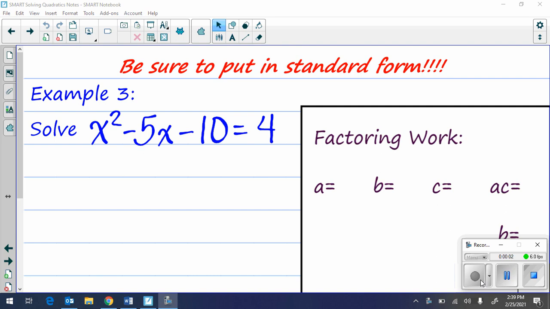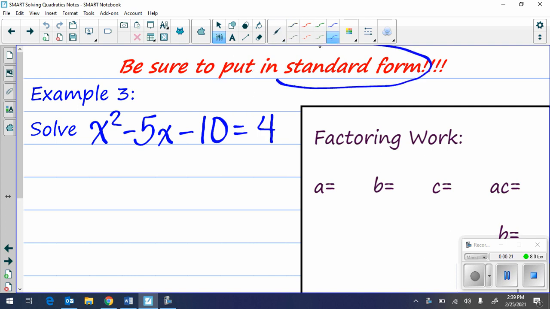Okay, we are continuing the notes from Thursday, and we're going to do two more examples where we are solving a quadratic equation using factoring. Just a quick reminder, make sure that it's in standard form. This one is not in standard form yet, so we want to make sure that we get it in standard form before we do anything else.